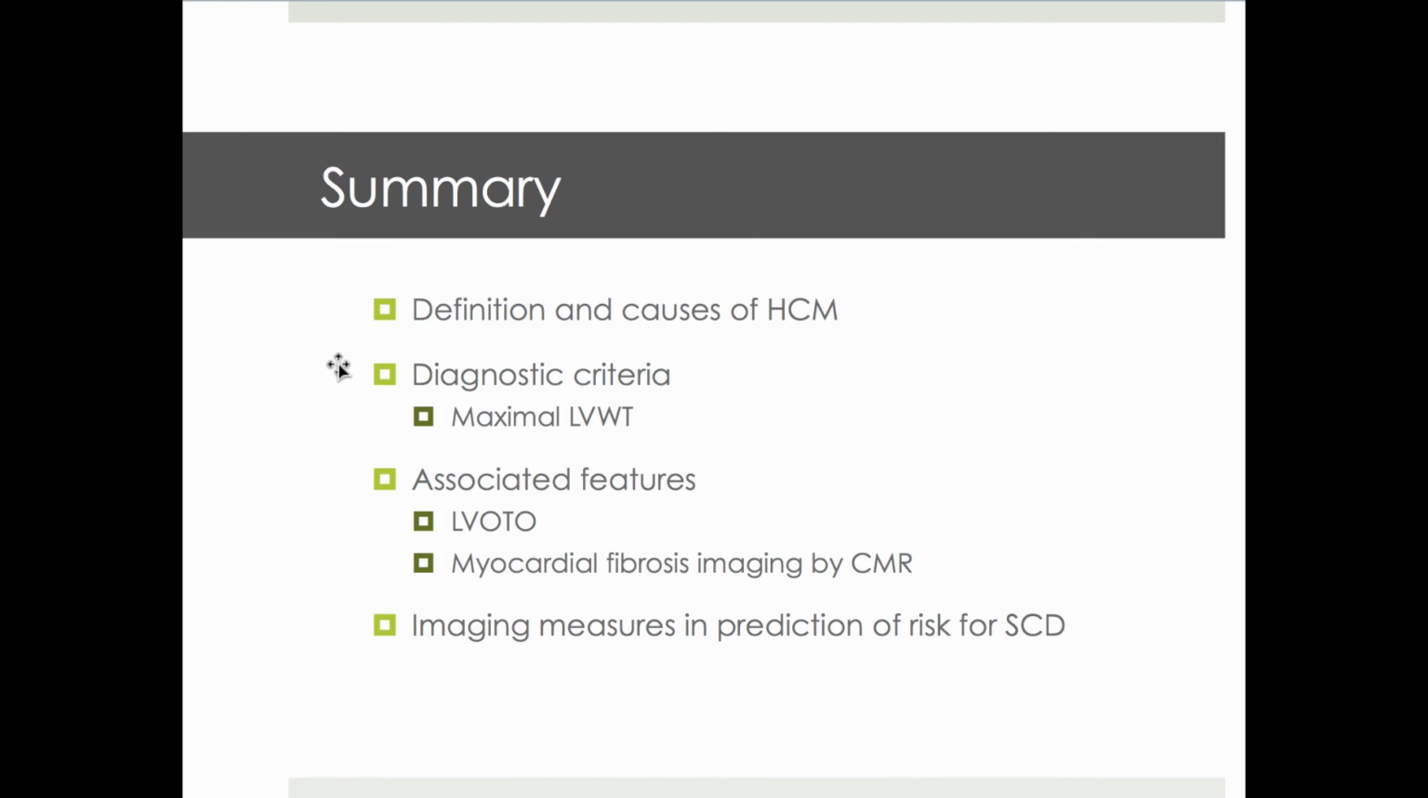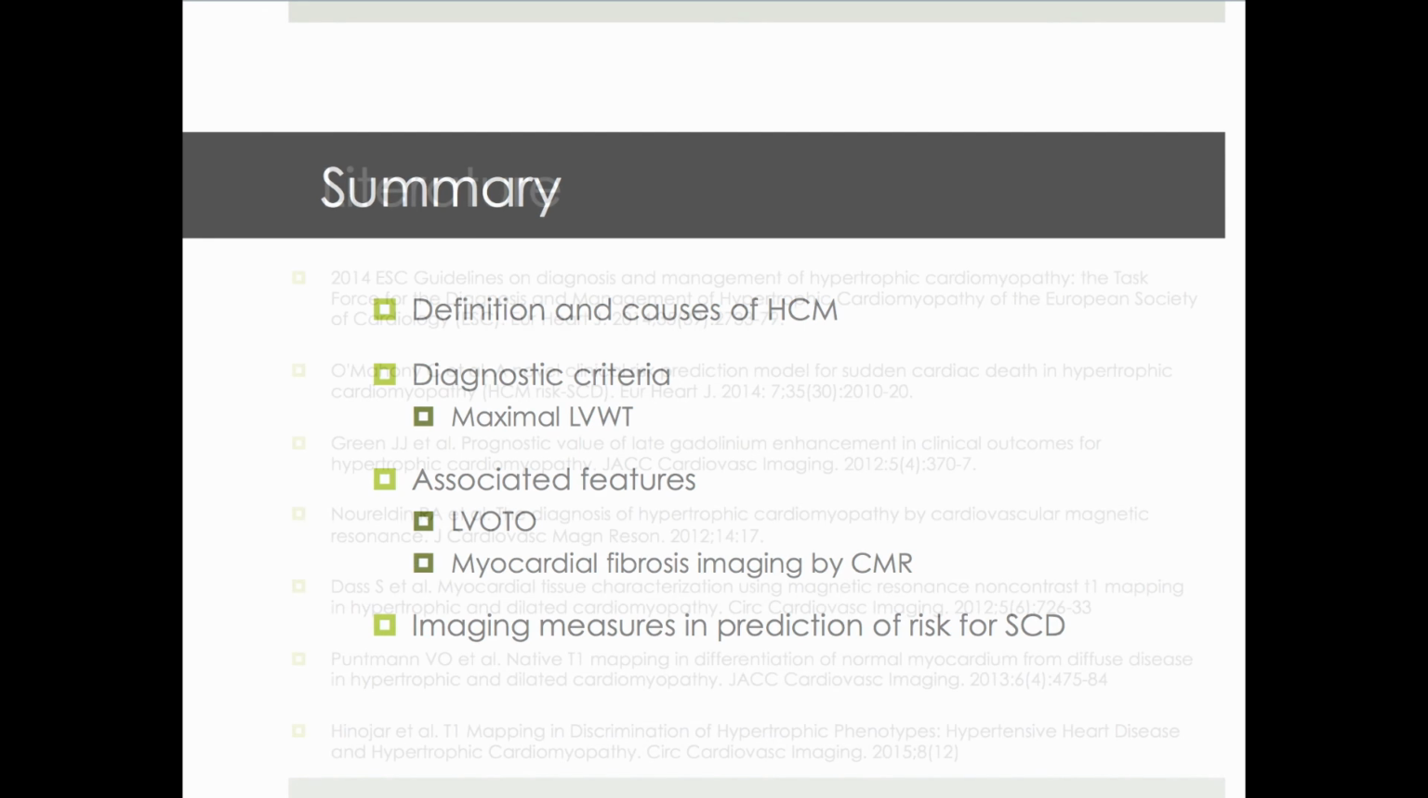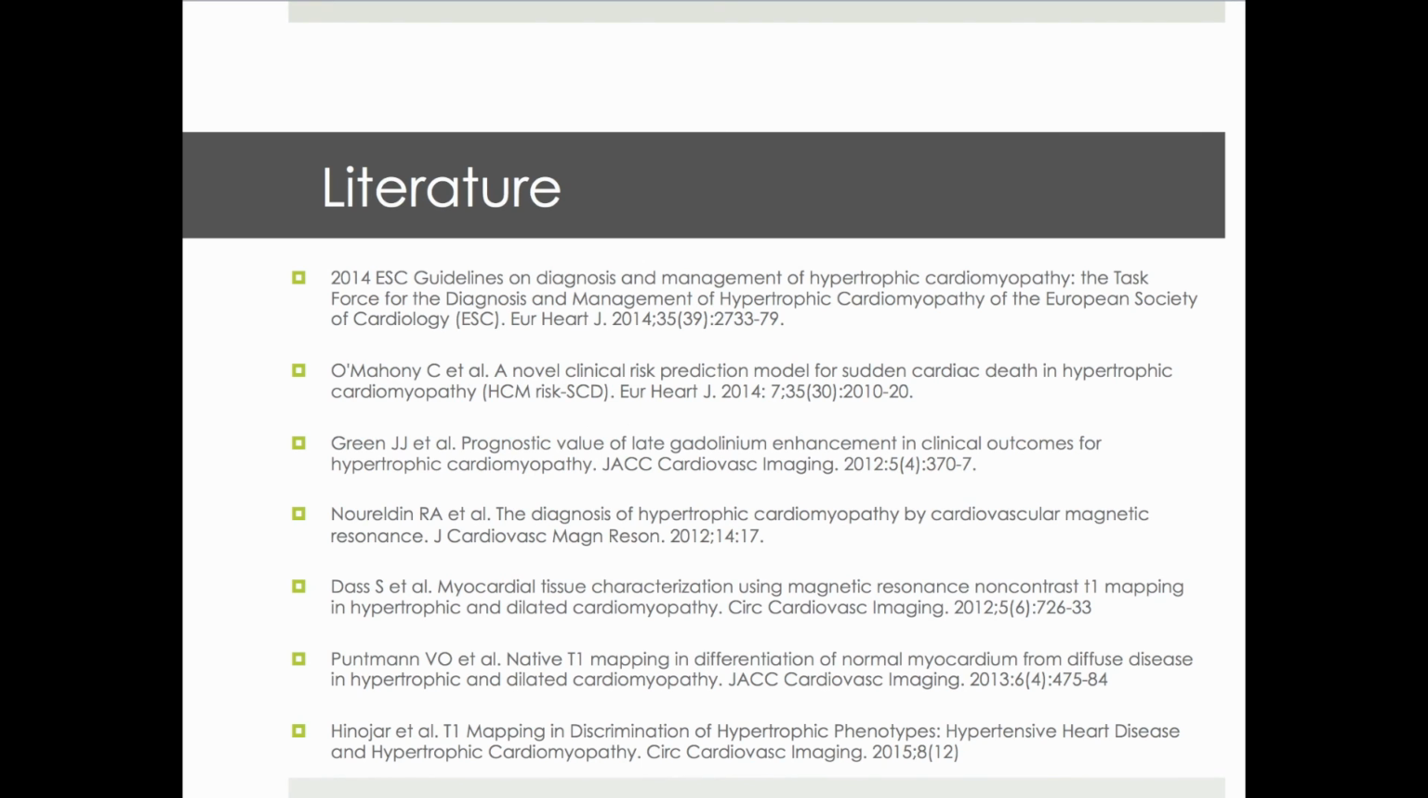We have clarified diagnostic criteria based on the measurement of maximal left ventricular wall thickness, as well as reviewed the associated features, including left ventricular outflow tract obstruction, as well as myocardial fibrosis. And lastly, we've discussed the role of imaging measures in prediction of risk for sudden cardiac death in patients with hypertrophic cardiomyopathy. And here is the list of literature that I have used in preparation of today's webinar.